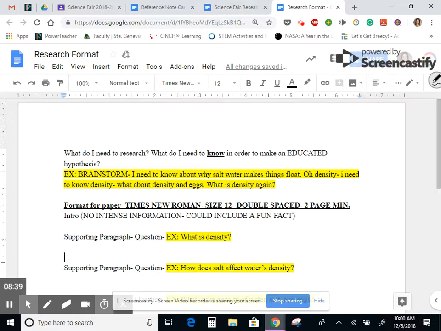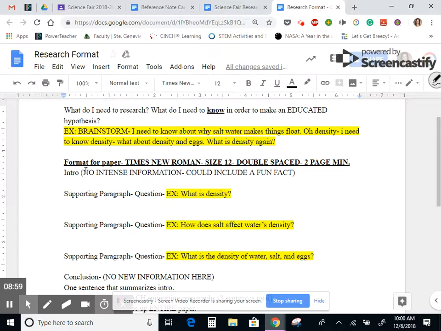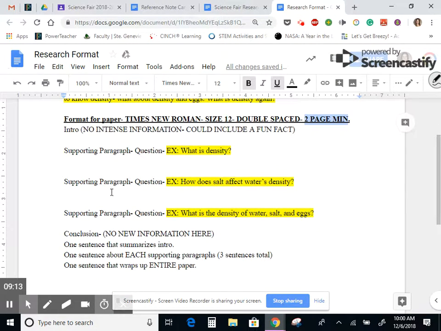So if I'm using my egg experiment, I'm going to brainstorm first. Okay, I need to know about why salt water makes things float. I need to know about density. I need to know the formula for density. Why does density and salt affect the height of an egg? And what is density? So for my formatting paper, I have my intro, 3 supporting paragraphs, as well as a conclusion paragraph. It needs to be Times New Roman, size 12, double spaced, and 2-page minimum. And this is going to be strictly enforced, this 2-page minimum.